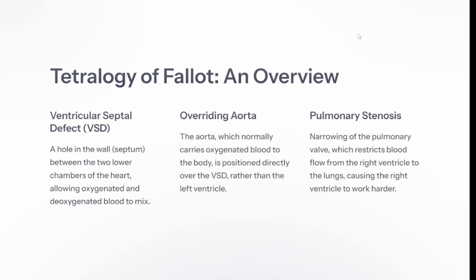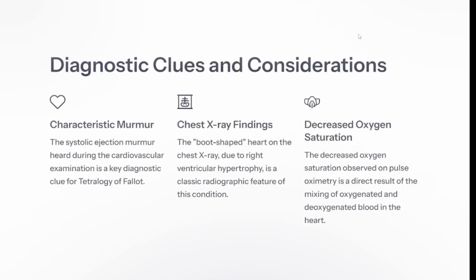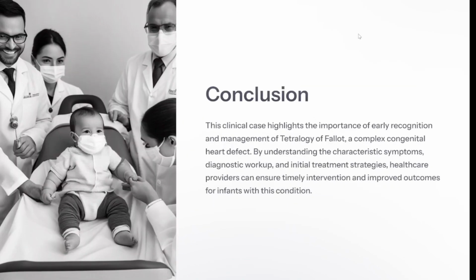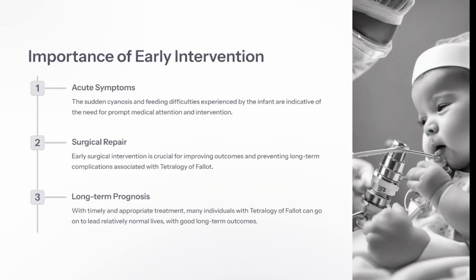Discussion. This case illustrates a typical presentation of Tetralogy of Fallot in an infant, marked by TET spells and a classic murmur. Echocardiography and chest X-ray are key in confirming the diagnosis. Early surgical intervention is crucial for improving outcomes and preventing long-term complications.